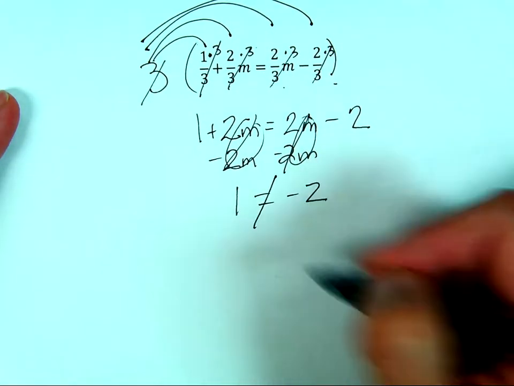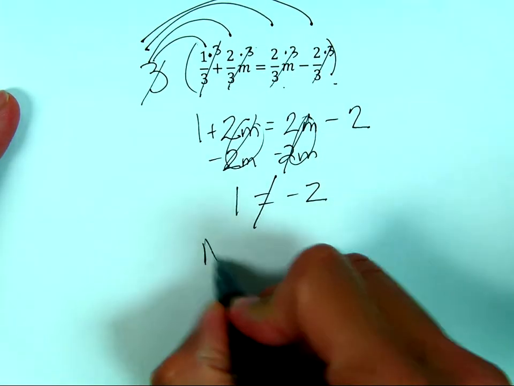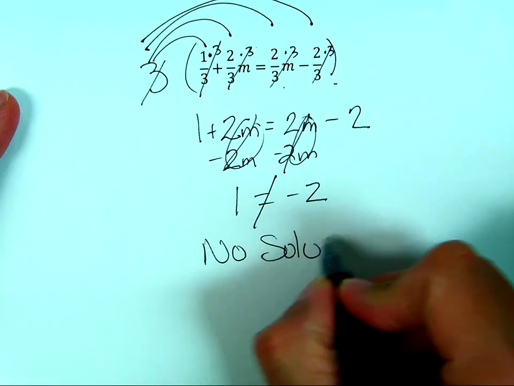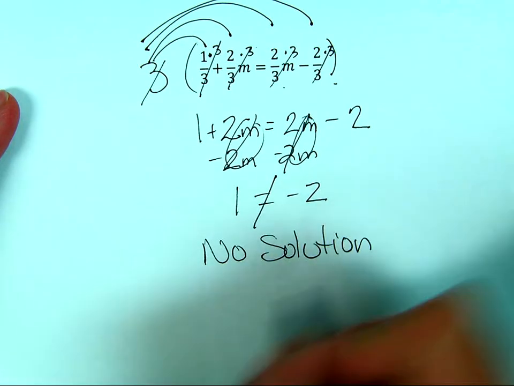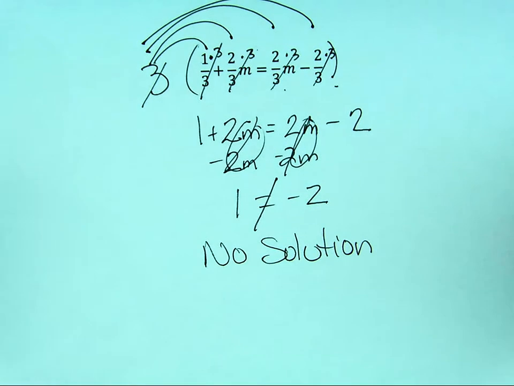Because that's a false statement, I know that I have no solution. So when you're working with this type of problem, it's really a good idea to look at the problem first with a big picture in mind, not worrying about the fractions or parentheses or decimals, but just seeing, hey, are the variables going to cancel out? Sometimes it's easy to see, sometimes it's not. So just watch out for that.